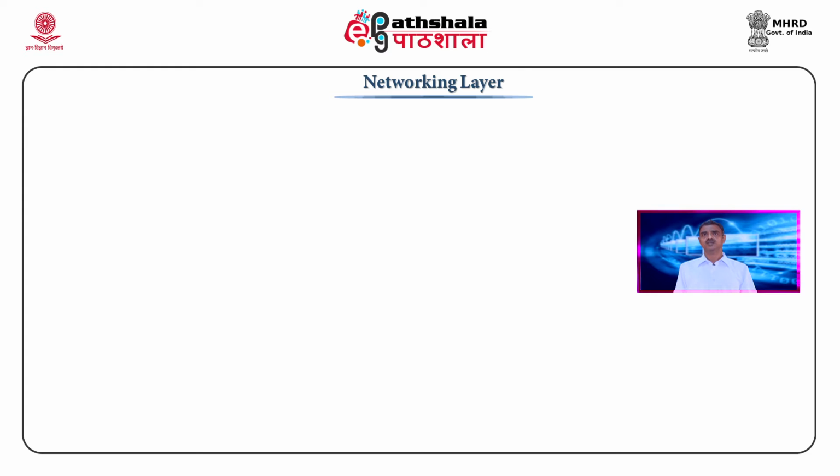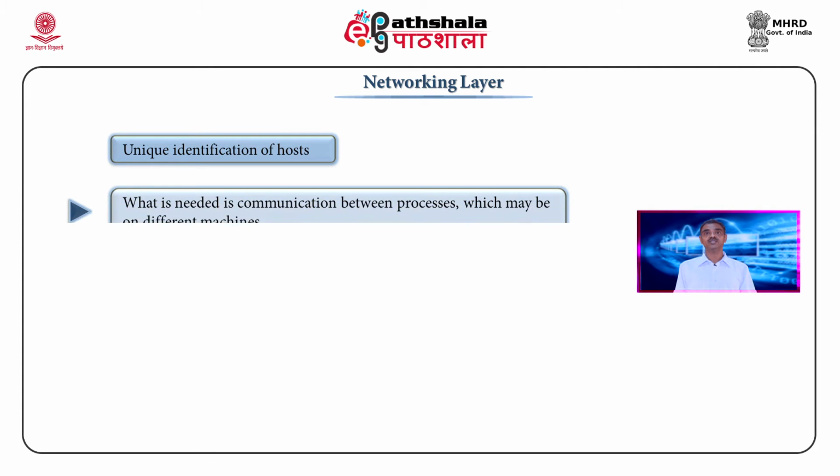We have achieved unique identification of hosts. All hosts in our network have been identified. Hosts are identified, but communication is not between hosts. Hosts are just pieces of hardware. What we want is communication between processes. There are so many processes working on a host. So any process on one machine would like to communicate with a process on another machine. So it's not sufficient to just use an IP address. An IP address identifies only our host here.